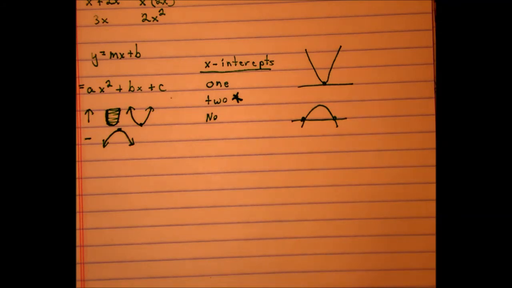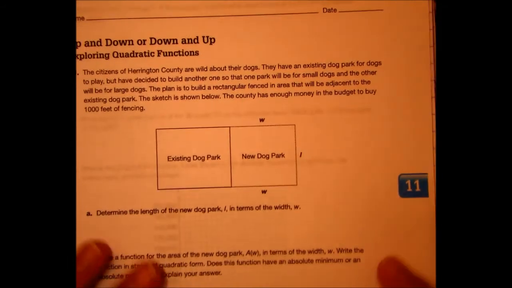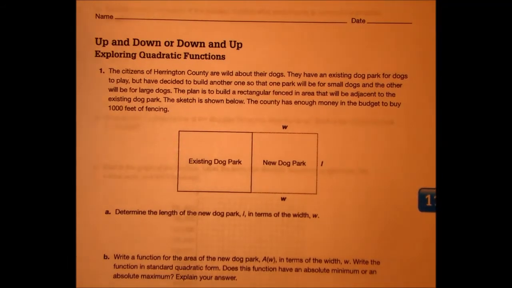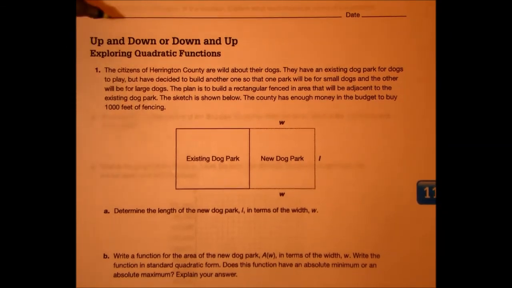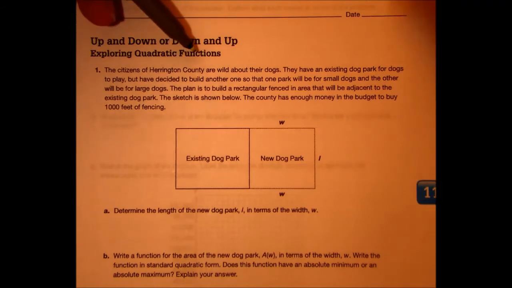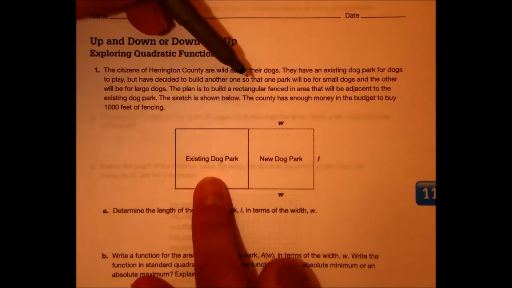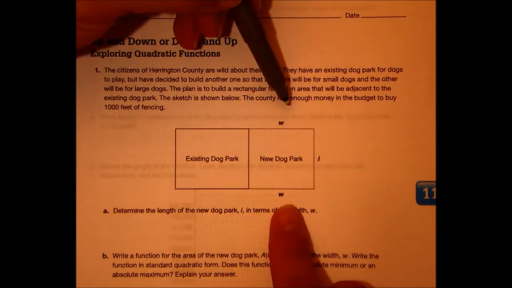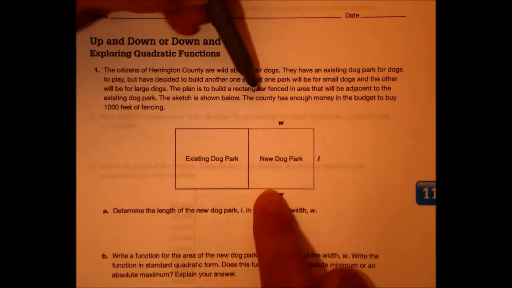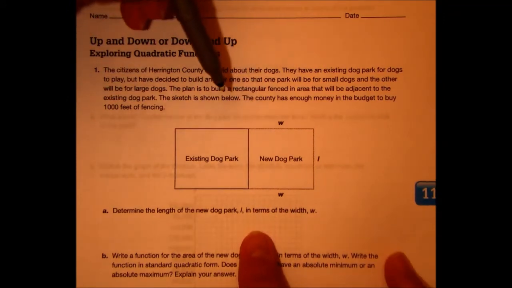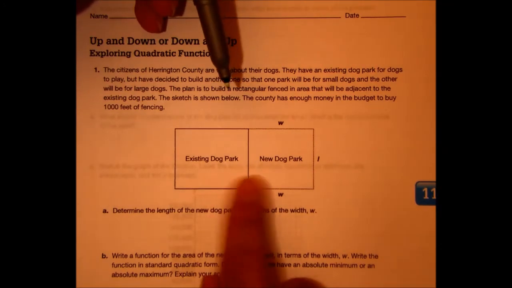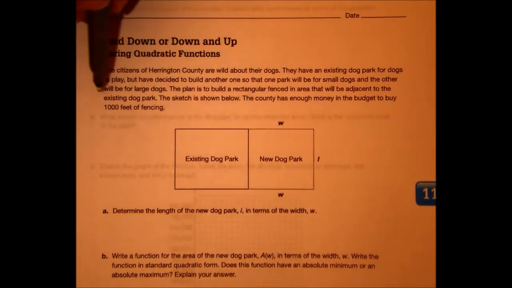Okay. We're going to start with the assignment. Hopefully you have it out now, and put it right in front of you. Let me find mine. There we go. And it says up and down and down and up. As we read this, it says the citizens of Harrington County are wild about their dogs. They have an existing dog park, and they want to build another one for smaller dogs, and one will be for the larger. The plan is to build a rectangular fenced area that will be adjacent to, that means next to, the existing dog park.